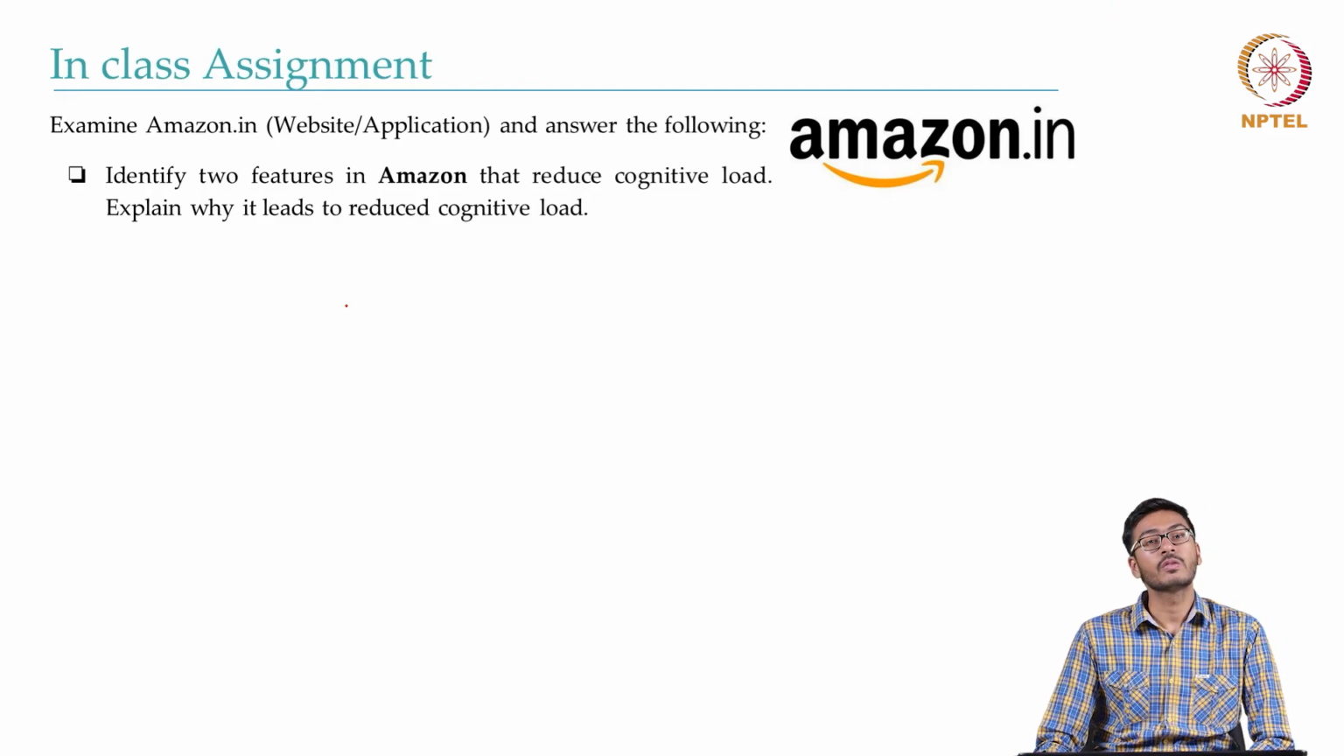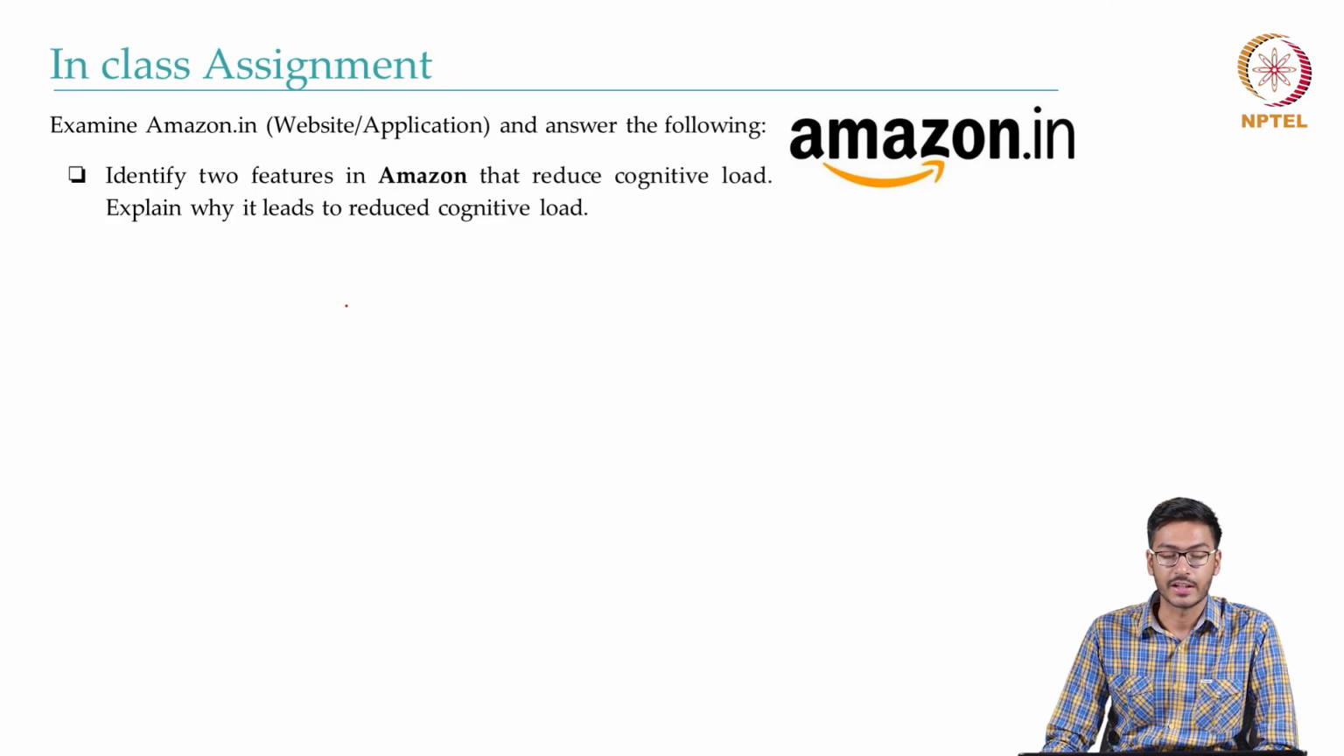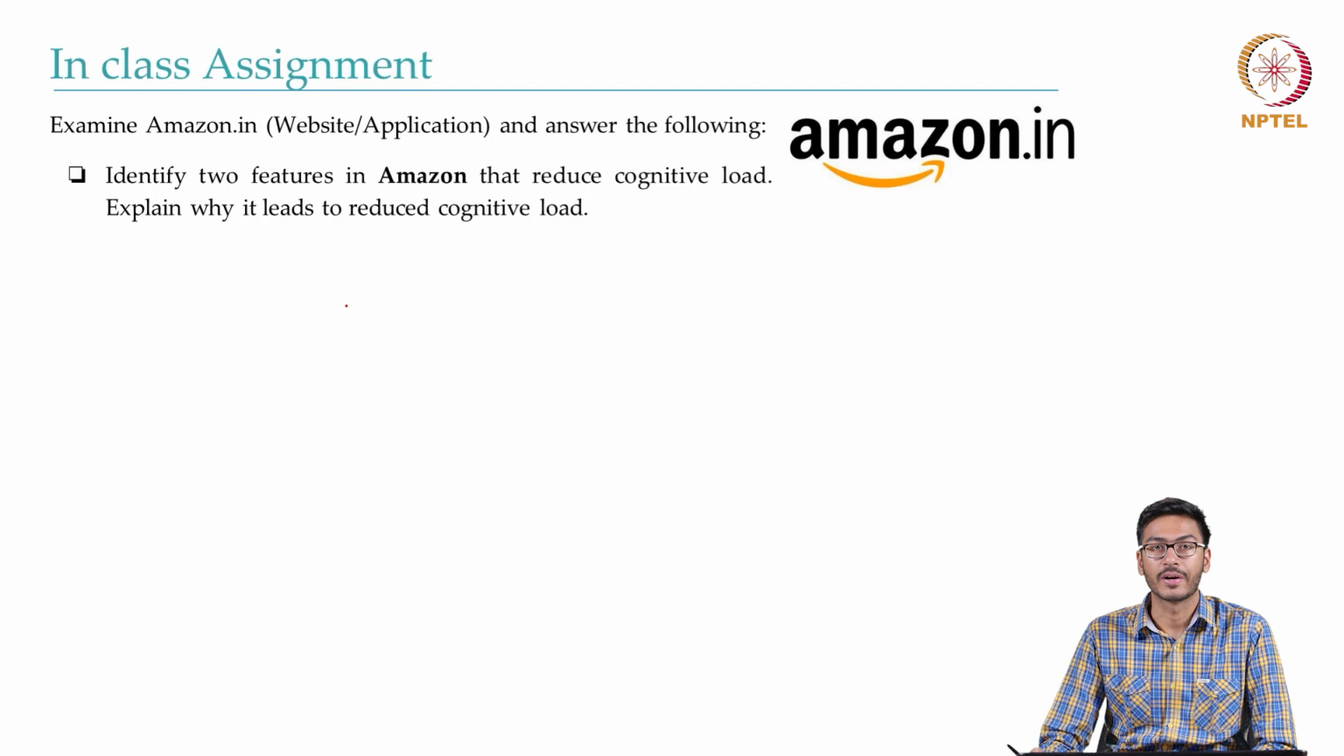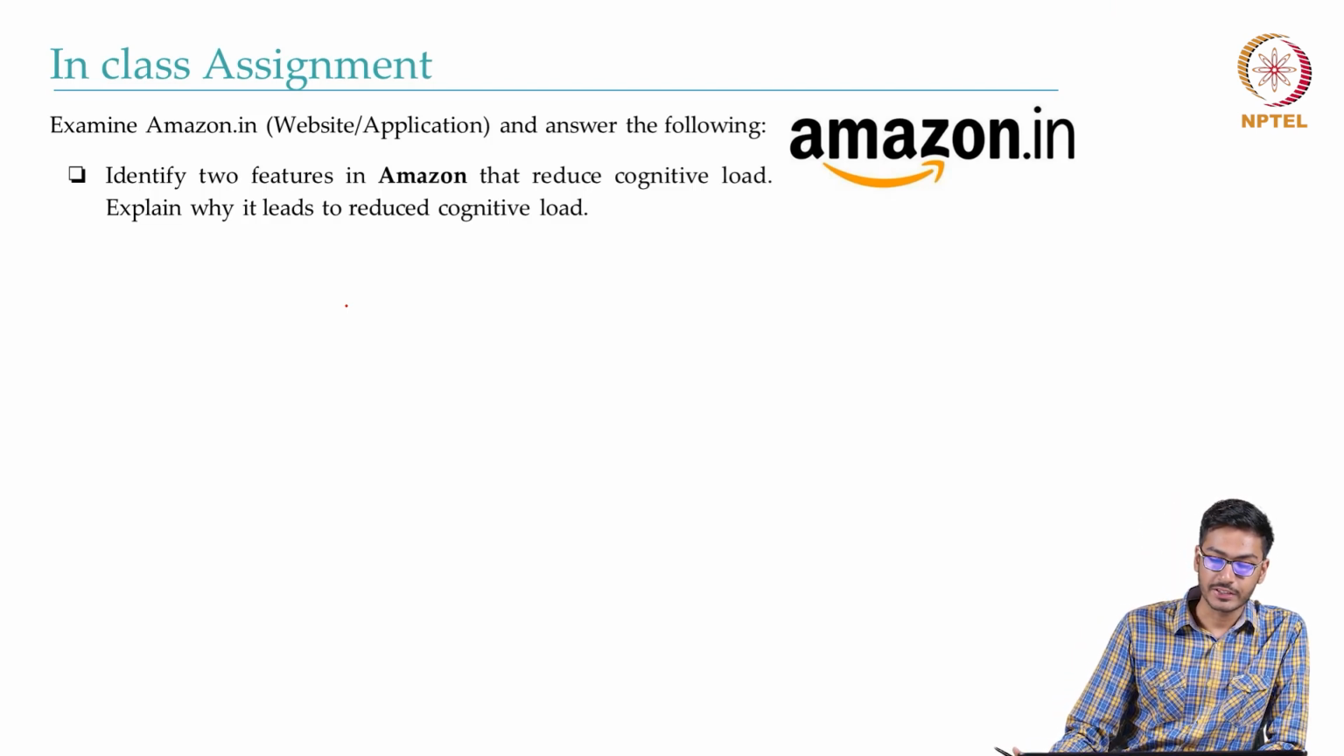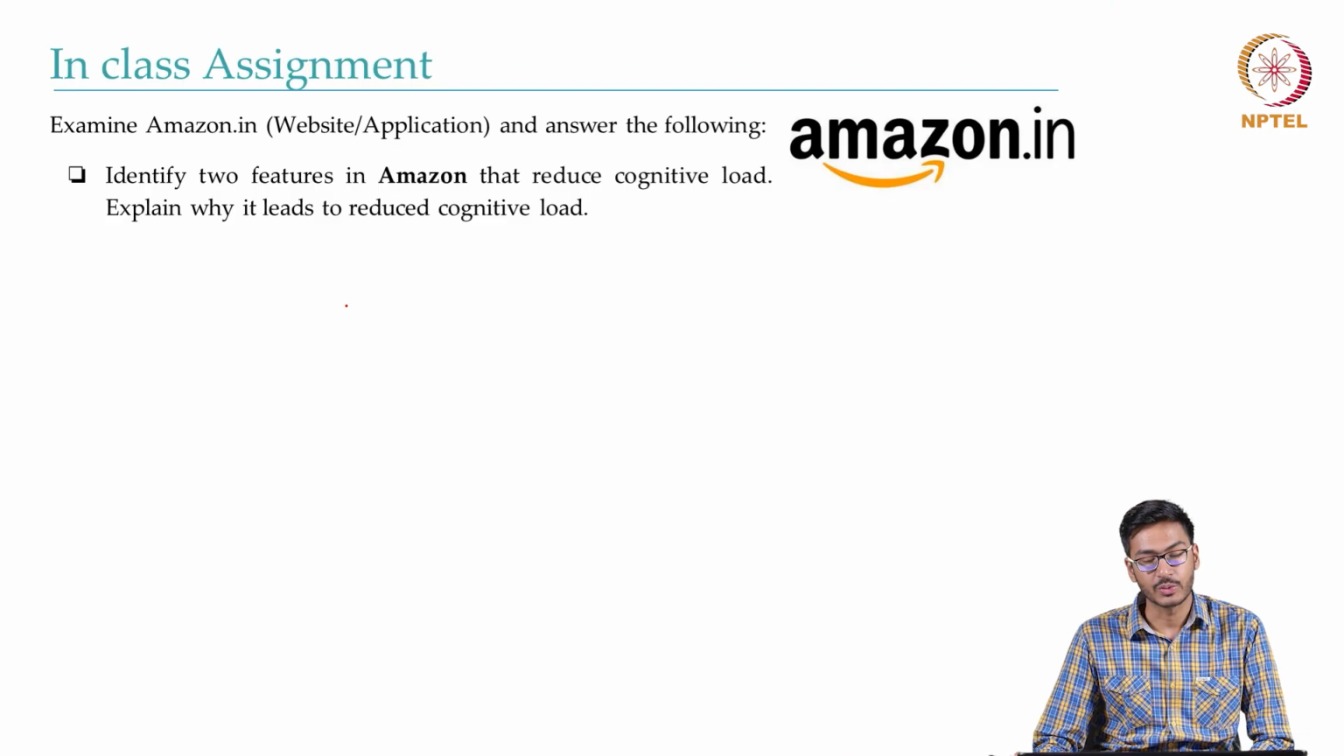Okay, now we move on to our in class assignment. What we need to do is examine Amazon.in, either their application on the mobile or their website. And we need to identify two features in Amazon that actually reduce the cognitive load and explain why it leads to a reduced cognitive load. Take some time and do the exercise.